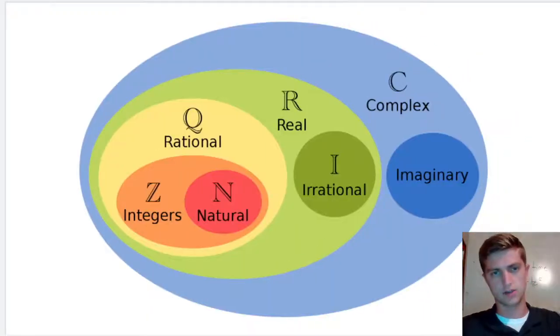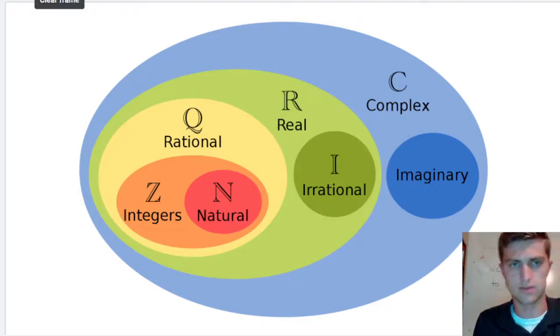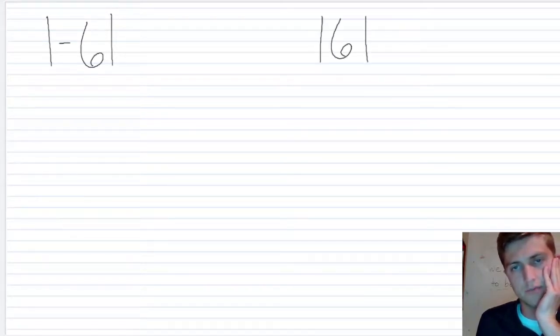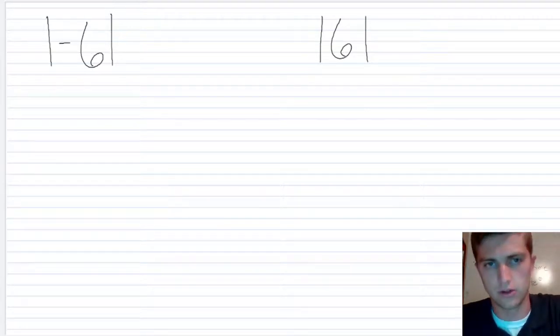All right, absolute value. Absolute value is, we represent that by drawing two straight lines around something inside. So let's take -6 and +6. Now, this is as simple as I can make it. Absolute value says, in English, whatever is in between the lines, make it positive.